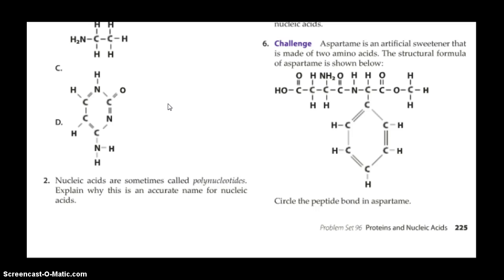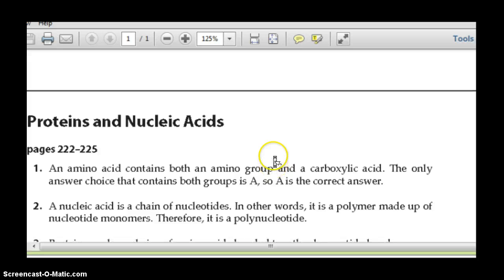Question 2. Nucleic acids are sometimes called polynucleotides. Explain why this is an accurate name for nucleic acids. Hit pause, get your answer. Answer is, a nucleic acid is a chain of nucleotides. In other words, it is a polymer made up of nucleotide monomers. Therefore, it is a polynucleotide.